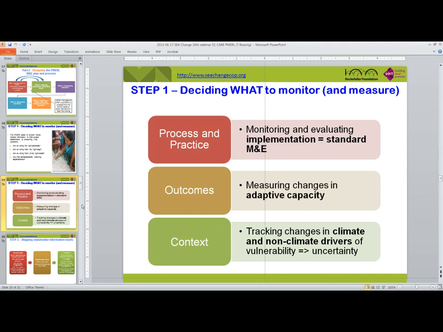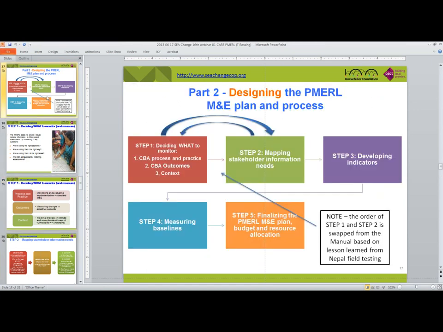In the first step of PMERL, and that's a question from Jiang Tran, which are specific tools that you would use in step one, deciding what to monitor and measure? I'll take it back to the design. Step one, deciding what to monitor and measure, has three points: CBA process and practice, CBA outcomes, and context. From the PMERL manual, what are specific tools, very short, that you would use in those three elements of step one?